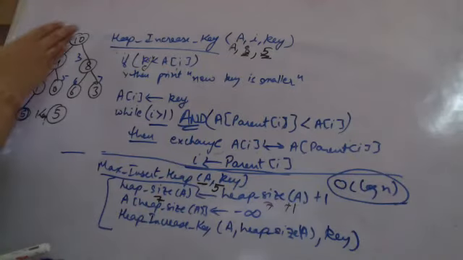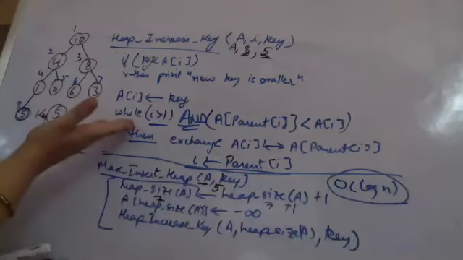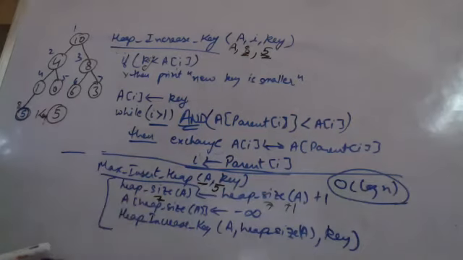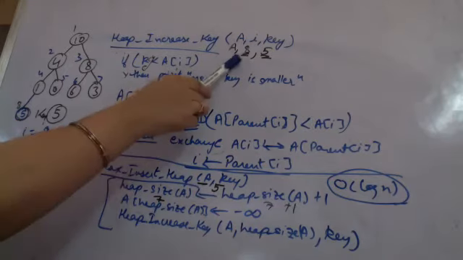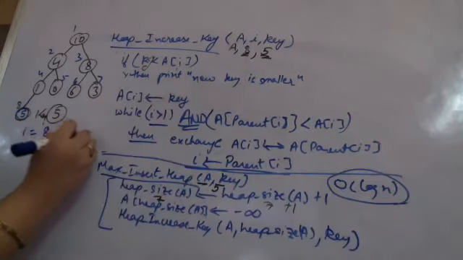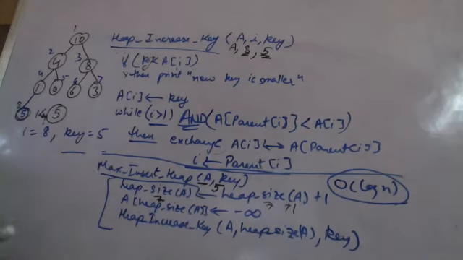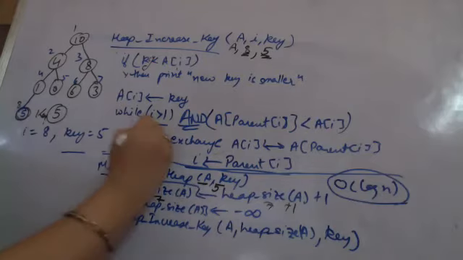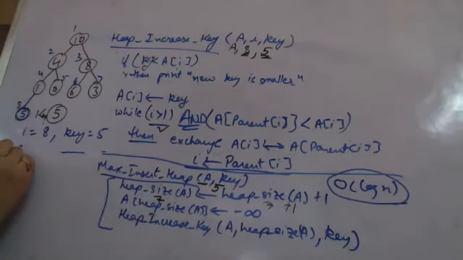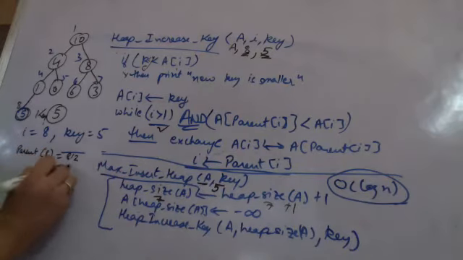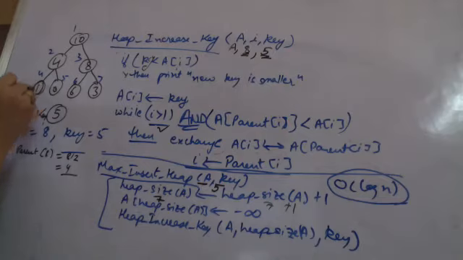How many locations can it take to increase? 1, 2, 3 maximum. So log n time is the maximum time this while loop can take. Let us see how. Now A of I is key. While I greater than 1: now I is 8, key is 5. I am checking I greater than 1, which is true. Now the parent of I: when I calculate the parent of 8, it is 8 by 2, which becomes 4. So 4 is the parent of 8.